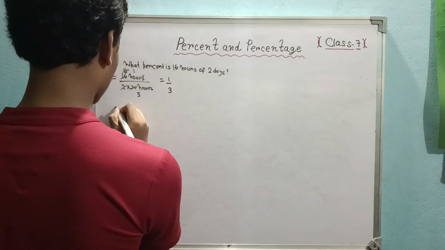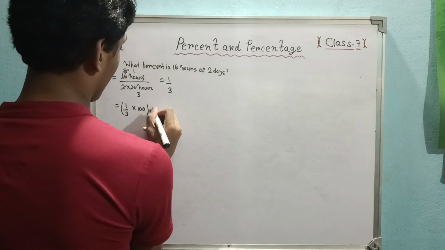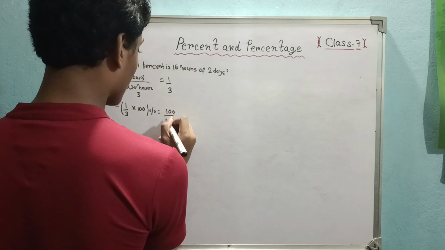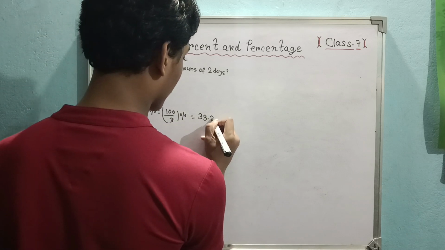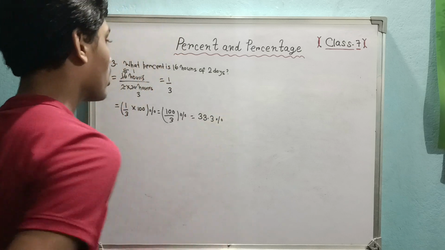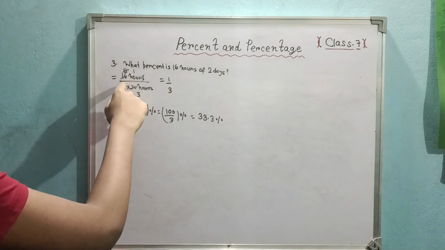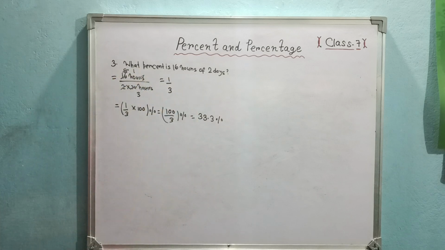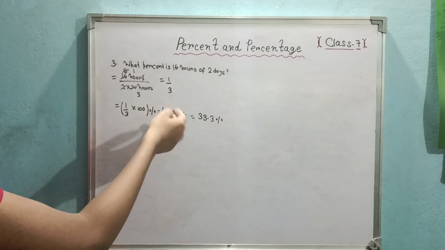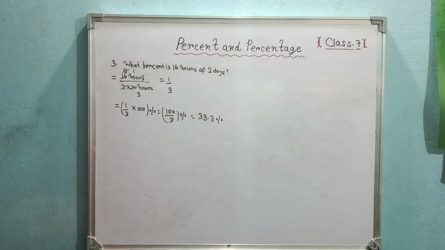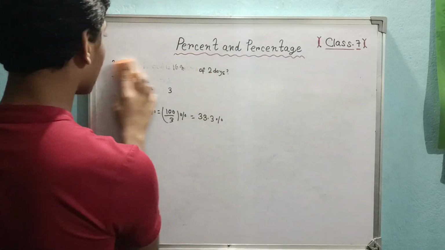This 1 by 3 to be expressed as percentage means 1 by 3 into 100%. This means 100 by 3%, and it is equal to 33.3%. There you go. You got the answer. So 16 hours out of 2 days means 16 hours divided by 2 into 24 hours. We just did the cancellation. It turned out to be 1 by 3. 1 by 3 to be expressed as percentage means 1 by 3 into 100%, which is 100 by 3%, that's 33.3%. Very easy. Let's see a few more sums of this type.